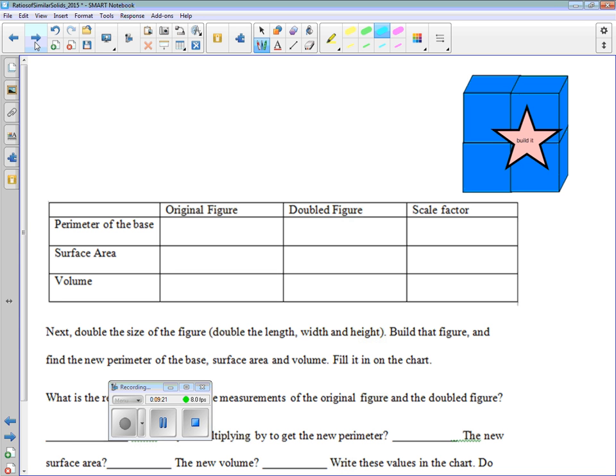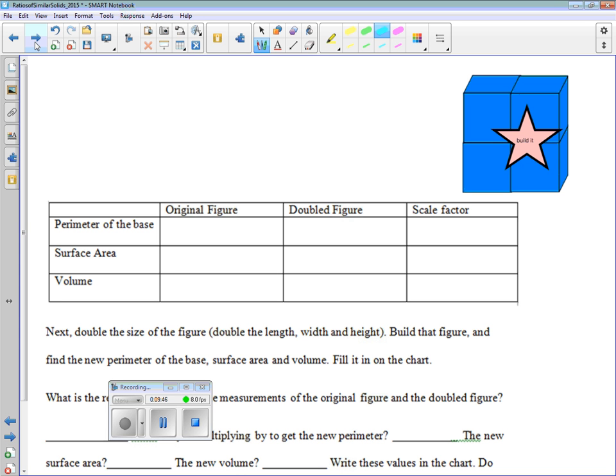So of this 1 block, what would the perimeter of the base of the 1 block be? 1 plus 1 plus 1 plus 1. So what would it be? 4. The perimeter of the base of the block would be 4. What would the surface area be? No. 6. How'd I get that?